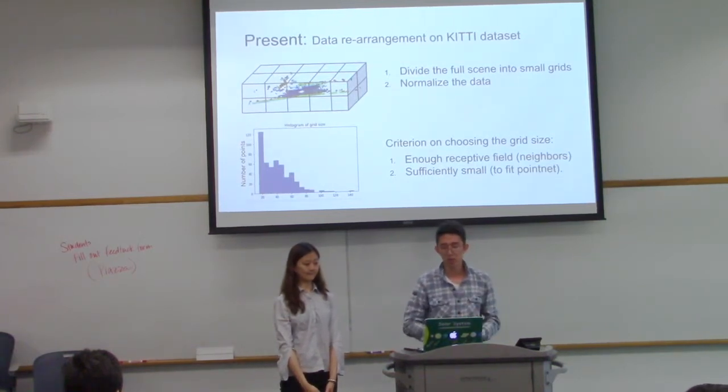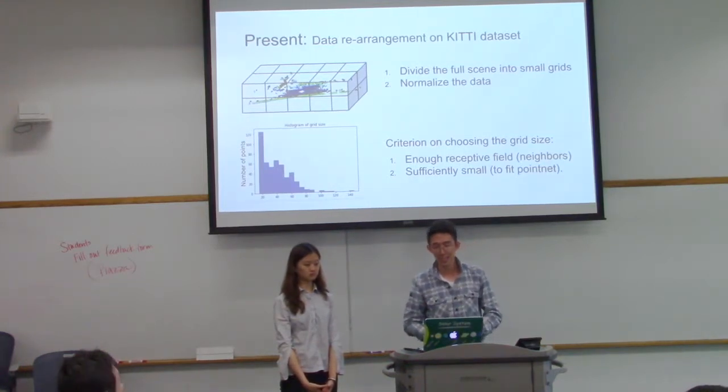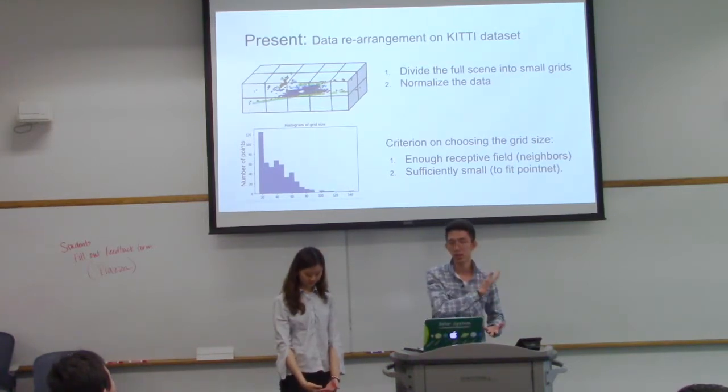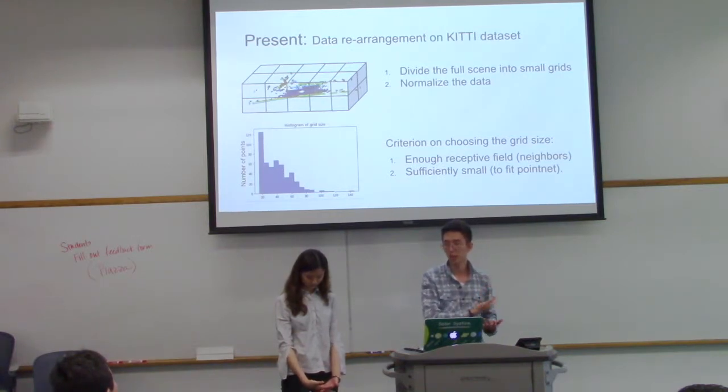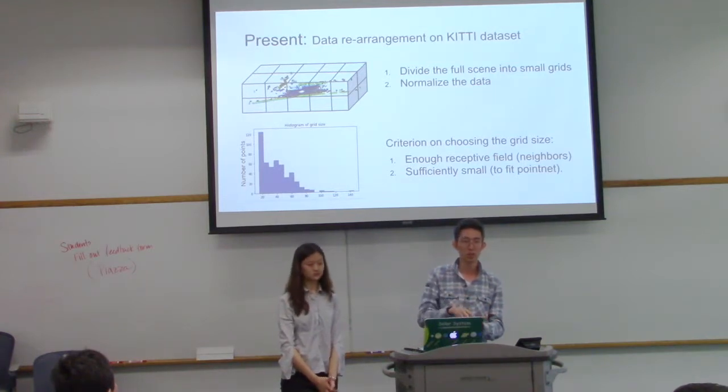There are basically two criteria for choosing the grid size. The first is that it should have enough receptive field, so each point has enough neighbors to compute the normals. The second is that the grid should also be sufficiently small. In the PointNet results we showed earlier, PointNet computes the normals based on too many neighbors, so this is a problem. We force the network to only look at a very small region of neighbors.